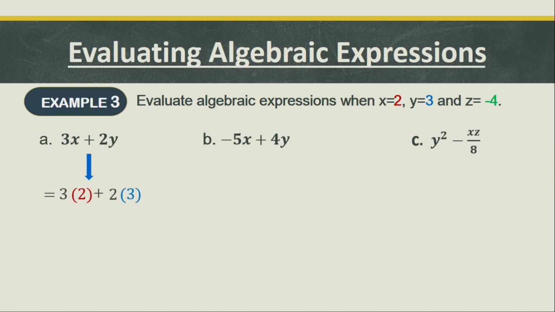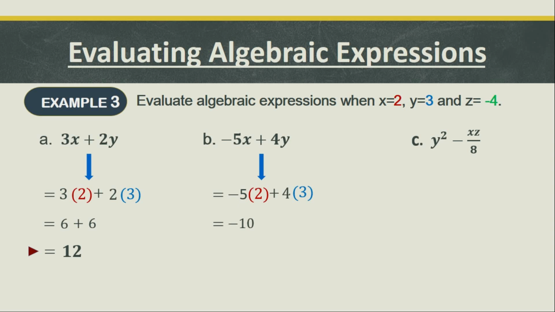So positive 3 times positive 2 equals 6. And then plus, and then positive 2 times positive 3, and that's also 6. So simplifying 6 plus 6 equals 12. Let's have the second example. Negative 5x plus 4y. Substituting the value of x and y, this becomes negative 5 times 2 plus 4 times 3. Like what we did in the previous example, let's multiply negative 5 and 2. The answer is negative 10.